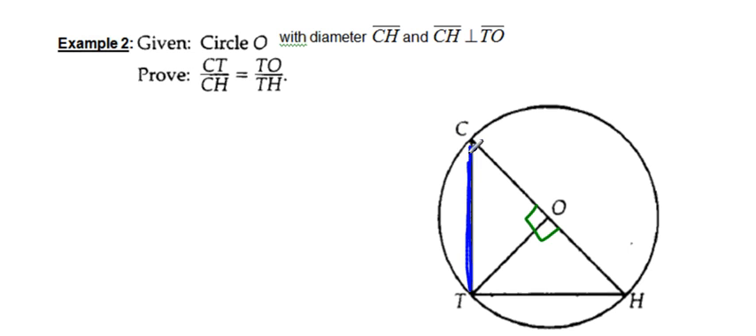So there's my first side, CT. My second side is CH. That's in the same triangle as the first one, so I'm going to color code it the same color. TO, I'm going to make purple, different triangle, so different color. And then TH is in the same triangle as TO, so I'm going to color code that one purple.